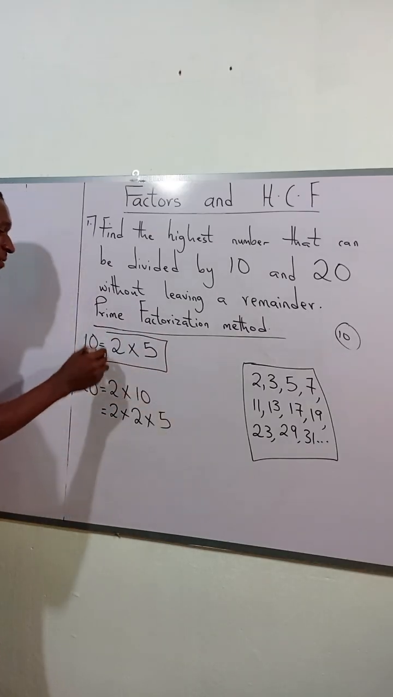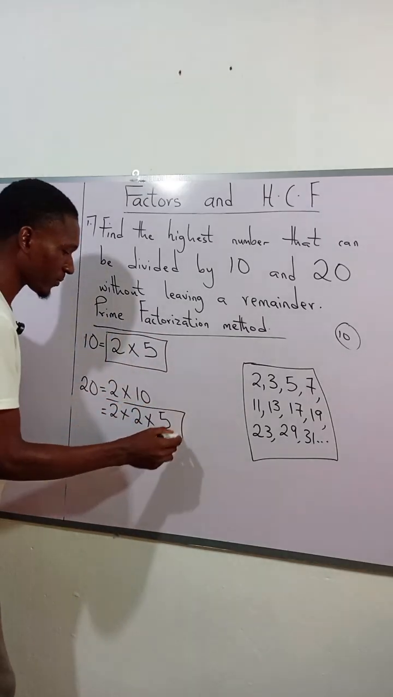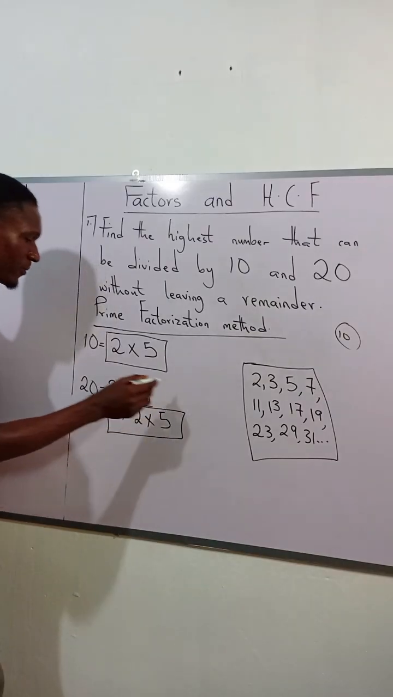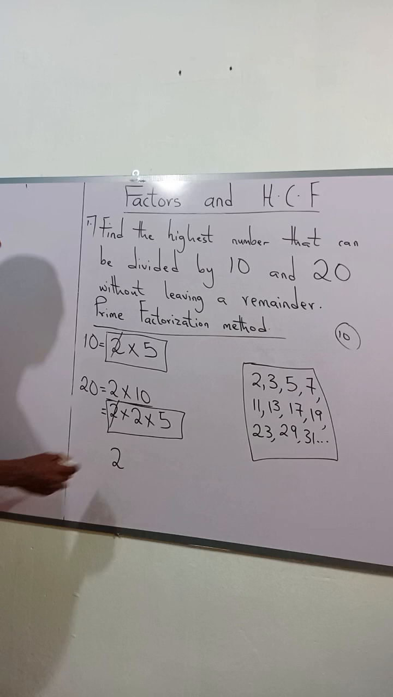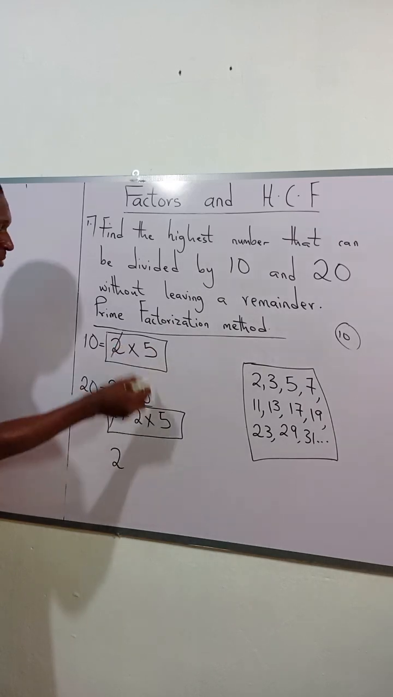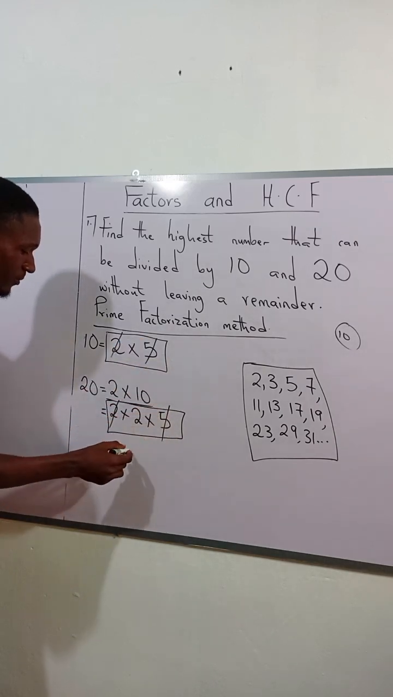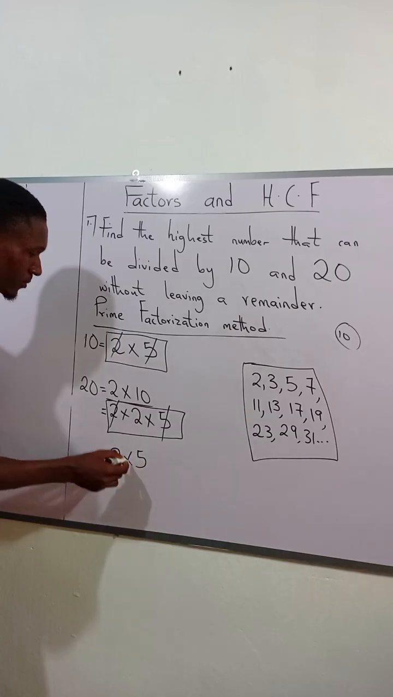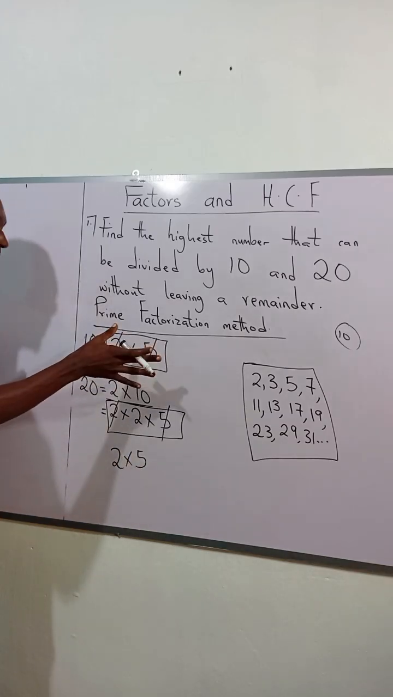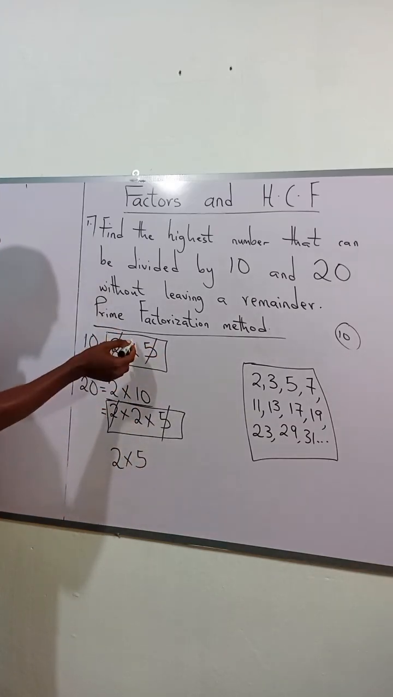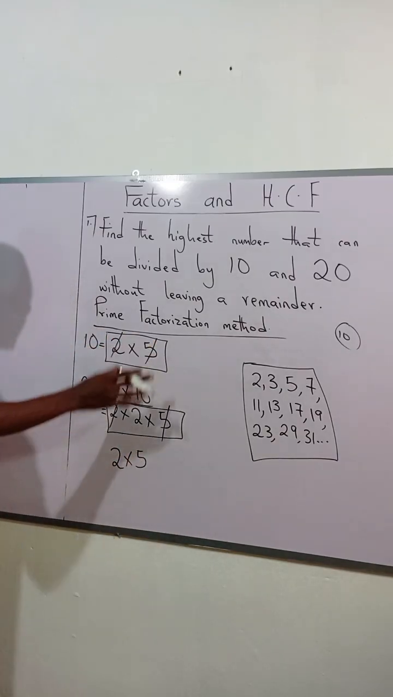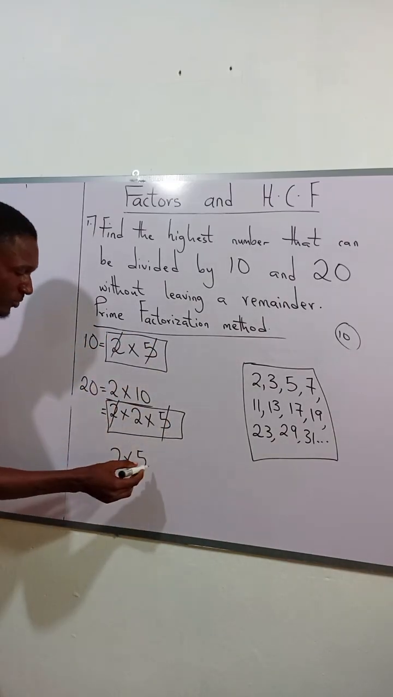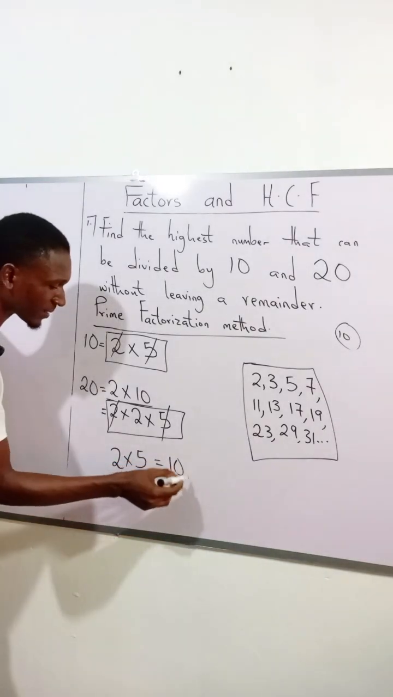Here we have 2 and 5, and here we have 2, 2, 5. First of all, they can both bring out 2. They can also both bring down 5. This one doesn't have anything to bring again. Although this one has 2, this one doesn't have 2. Therefore, that's all. Just 2 times 5. This one has 2 and 5. This one also has 2 and 5. We just multiply it and we get our answer again, 10.